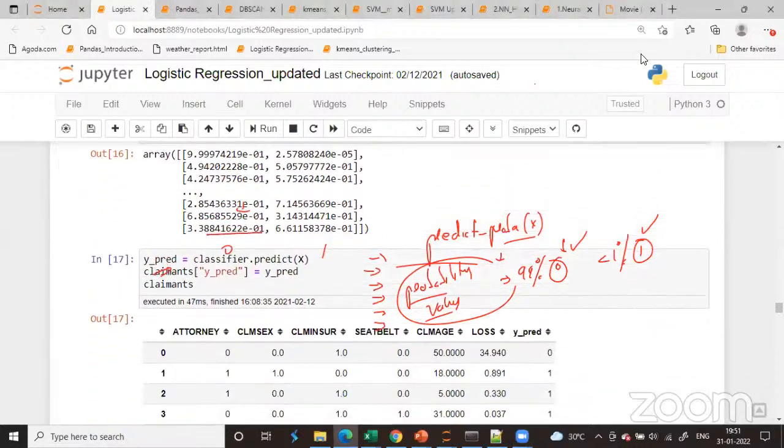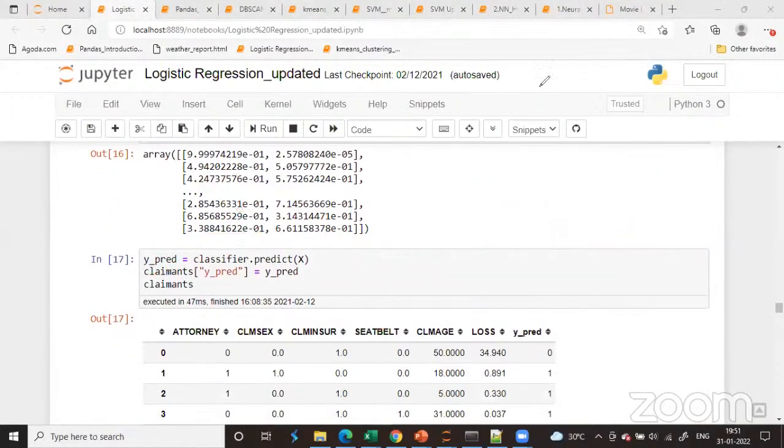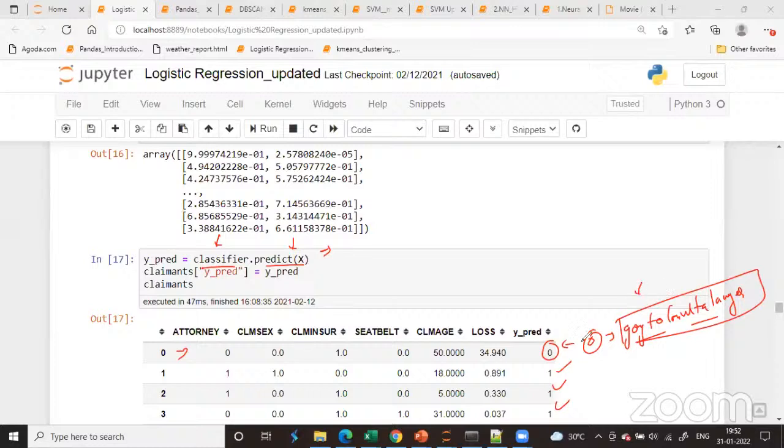Now, simply say your classifier model dot predict on your X. You are going to predict your values. So these are my predicted values. For the 0th observation, my final prediction from my logistic regression model is 0. What does this mean? That this observation is actually going to consult a lawyer. That is how you are going to make all your predictions.